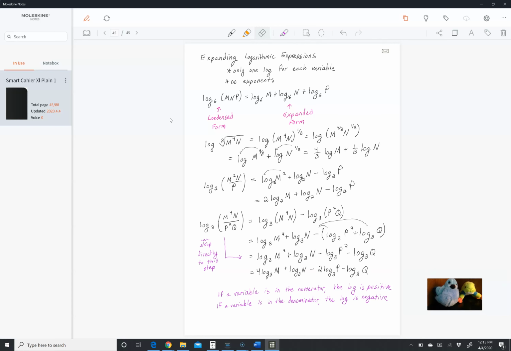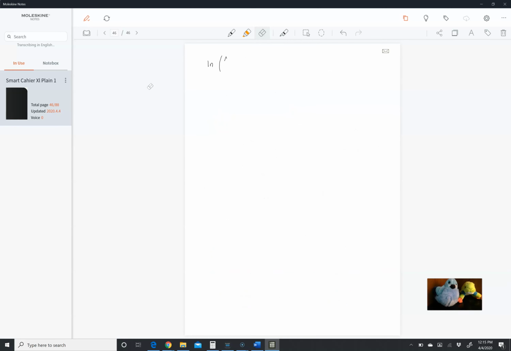Let's do another one. And we're going to use this rule to help us. Let's use ln. Ln of m squared r cubed over q squared n to the 4th, and we'll square this.